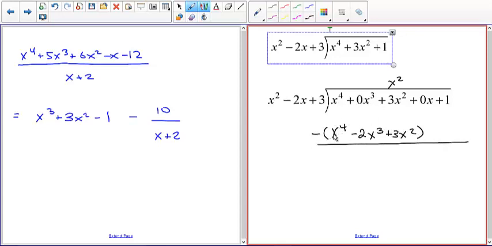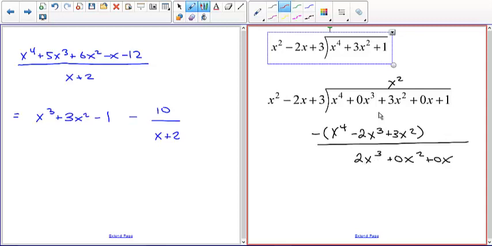Then I have 0 minus a negative 2. Well, minus a negative 2 is positive 2. And here I have 3 minus a negative 3, which is 0. Okay. So I'm going to bring this one down, which is still 0. So I really only had that term in the next one.